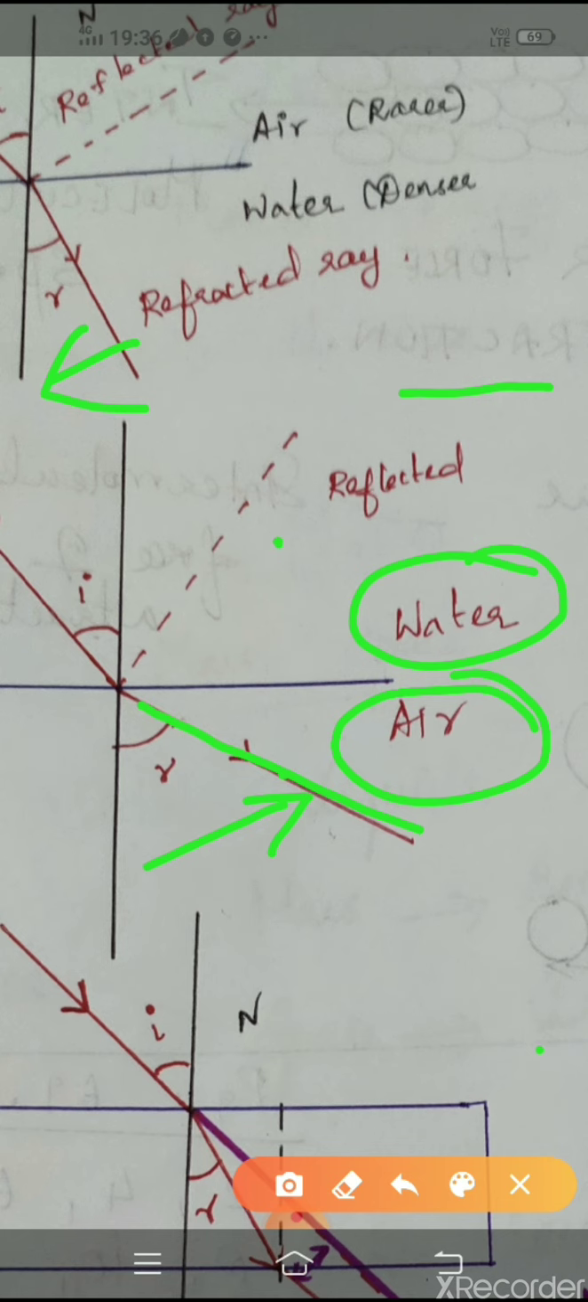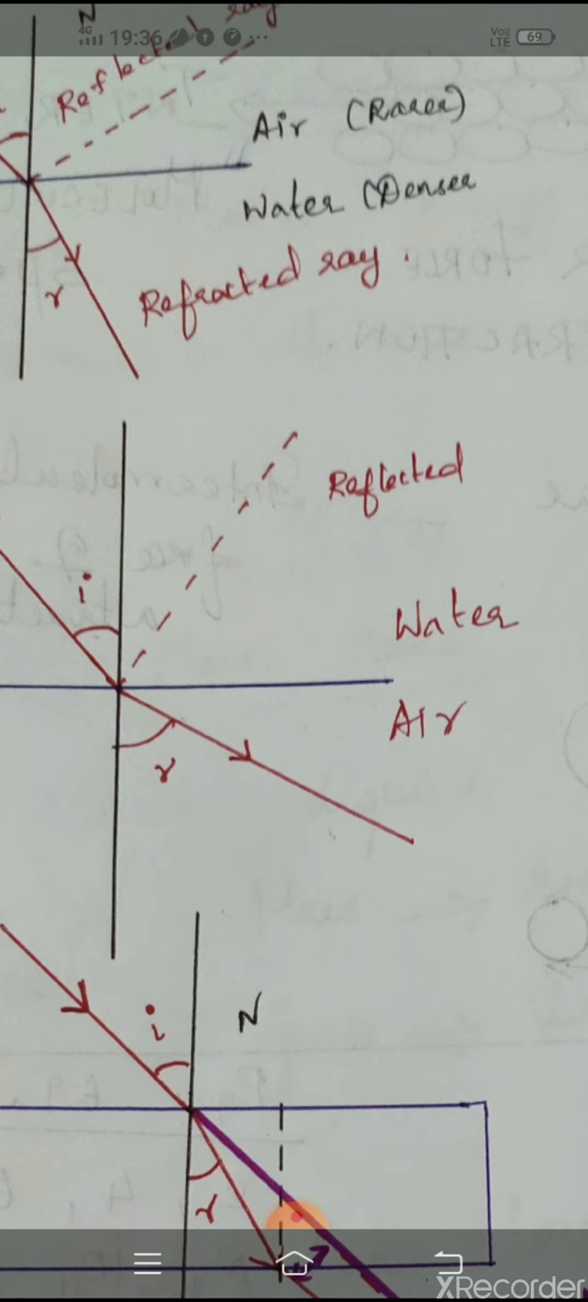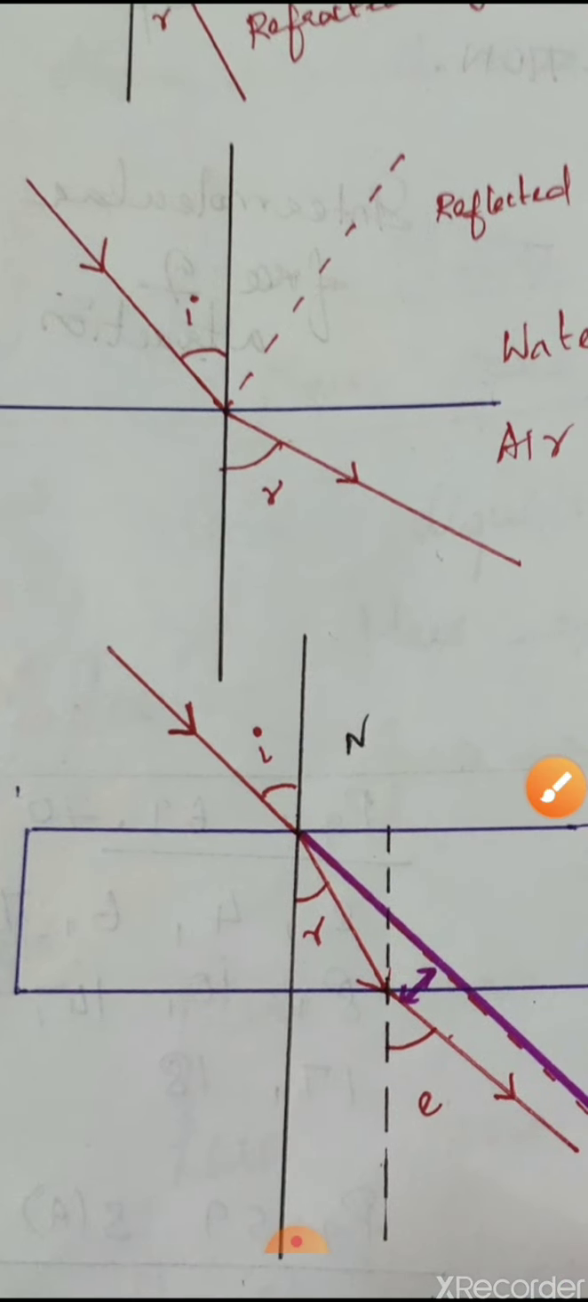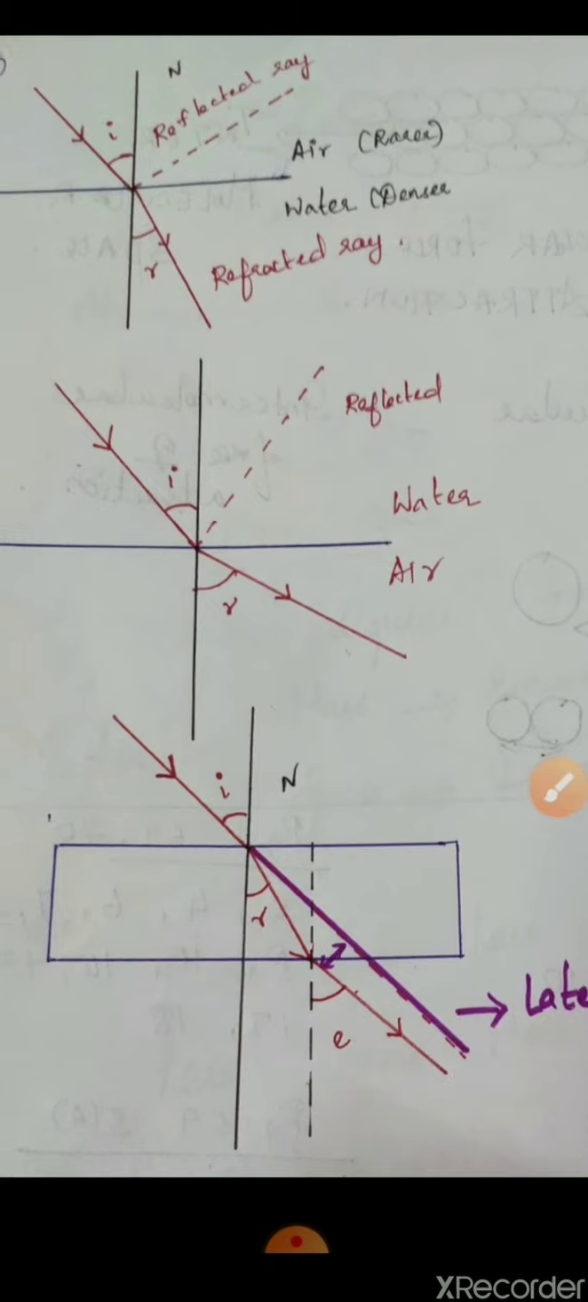Now the next condition is, if a ray of light is going to pass through a glass slab. Imagine it is going to pass through a glass slab. How will it appear? What kind of refraction will take place? So in this case, you will learn a new concept which is called lateral displacement. So I have drawn a diagram here.